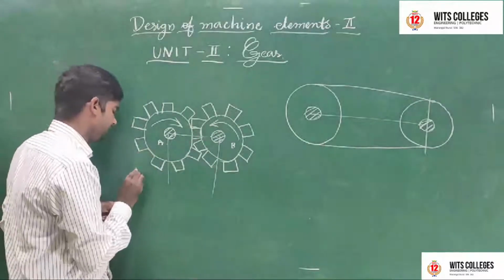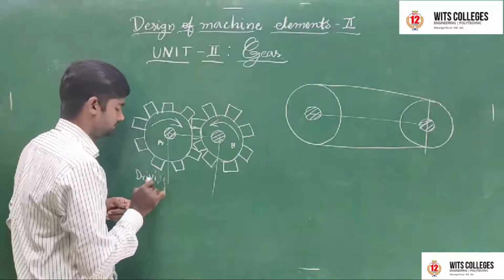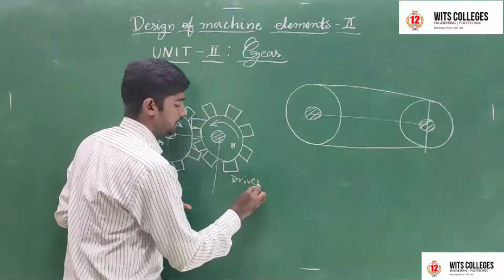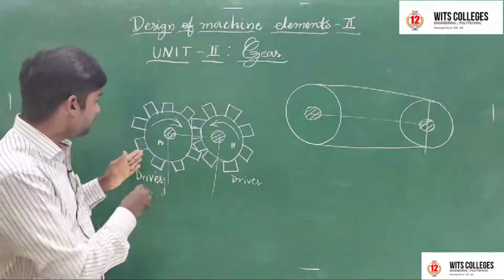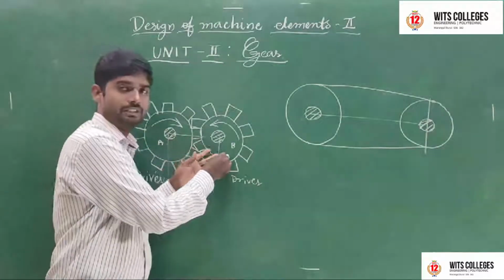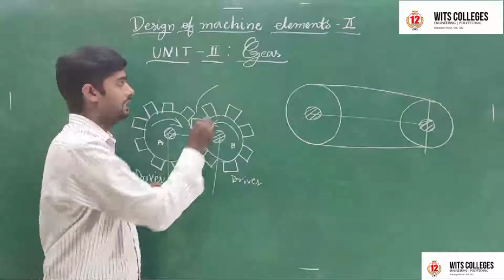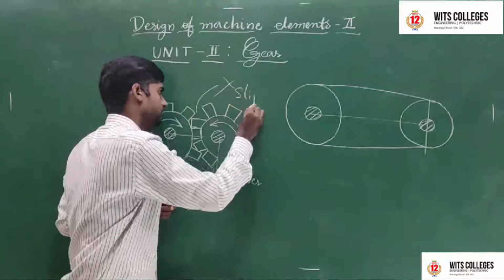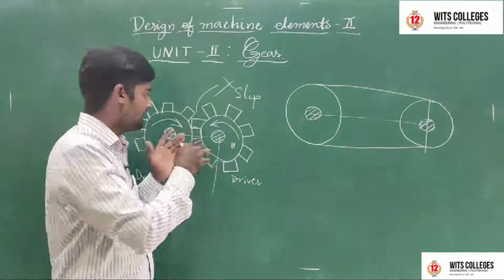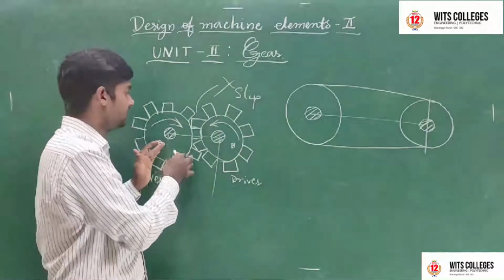This is the driving gear or driver gear, and this is the driven gear or follower. Here the power is transmitted from the driver gear to the driven gear, or driver shaft to driven shaft. We are using gears because in gears there is no slip percentage. To transmit the power from one shaft to another with no slip, we use gears.